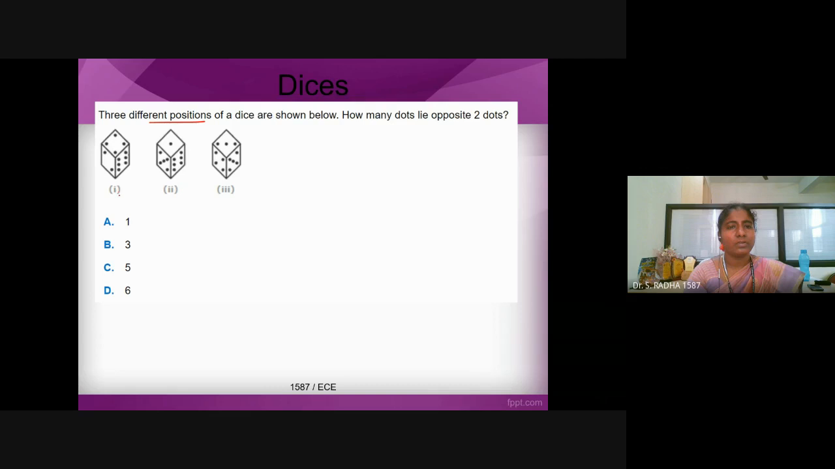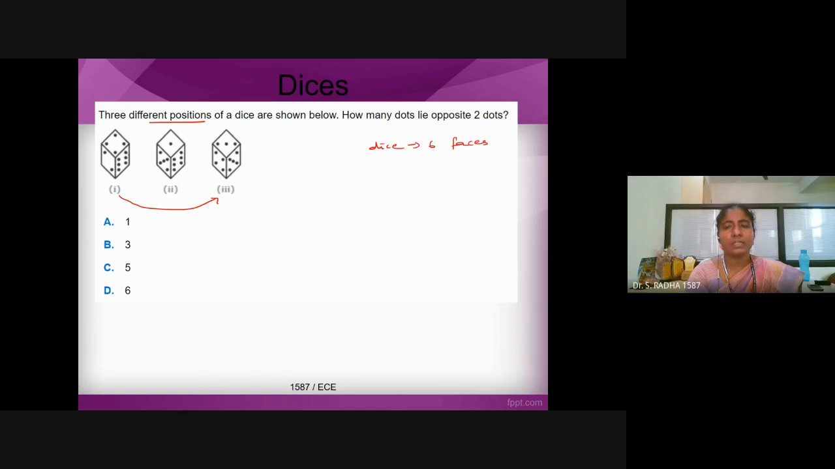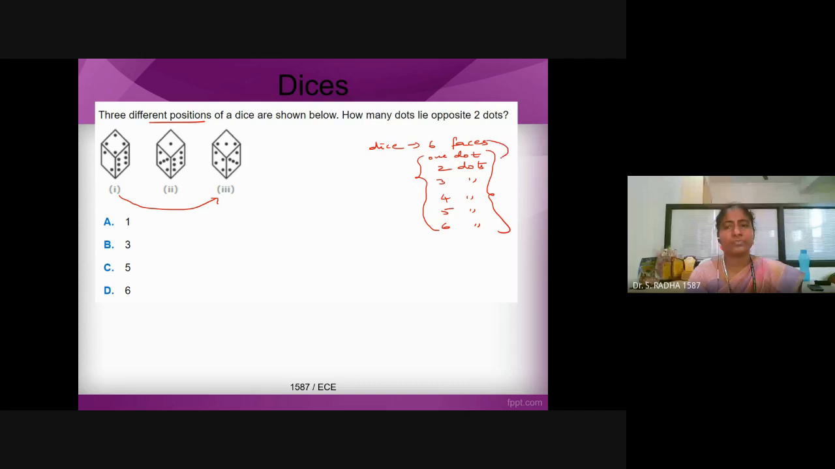Every face is having either 1, 2, 3, 4. The dice is having 6 faces, and those 6 faces are 1 dot, 2 dots, 3 dots, 4 dots, 5 dots, and 6 dots. These are the 6 faces in the dice. Now we are observing figure 1 to 3. What is our observation?